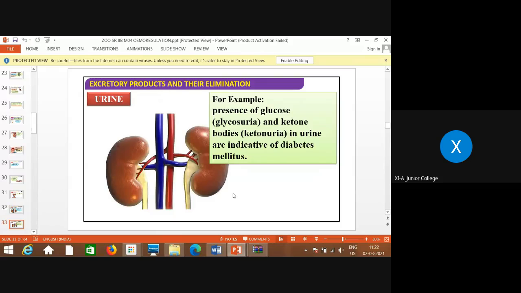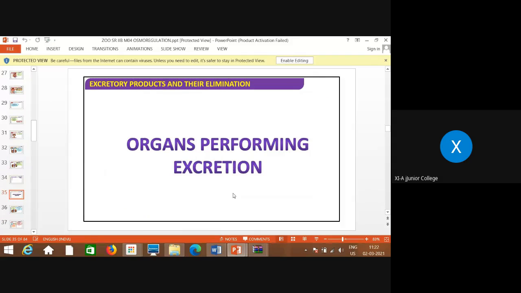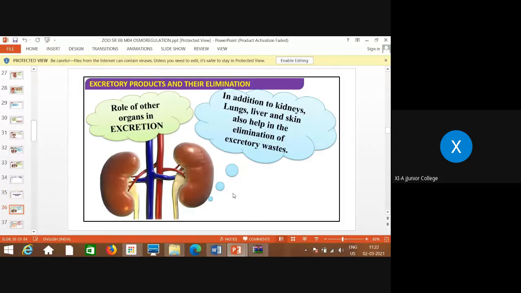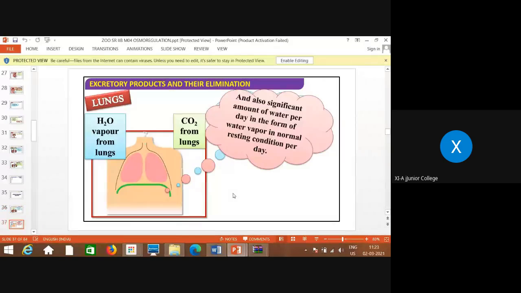For example, presence of glucose and ketone bodies in urine is indicative of diabetes mellitus. Now, what are the other organs performing excretion? As you know, in addition to the kidney, the lungs, liver, and skin help in the elimination of excretory products.